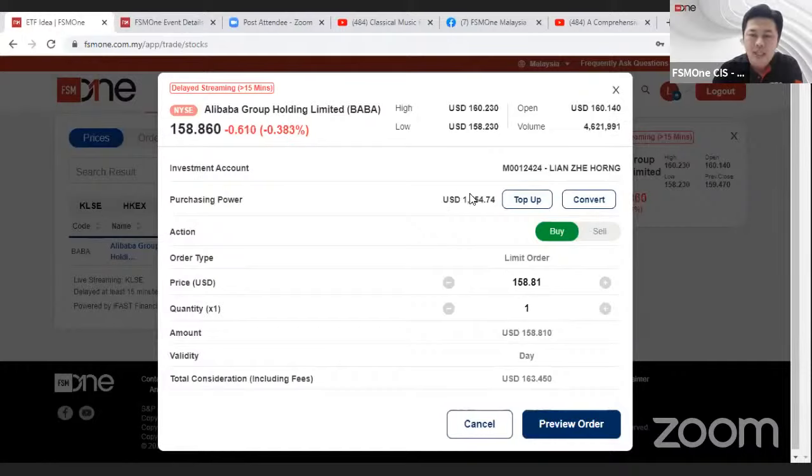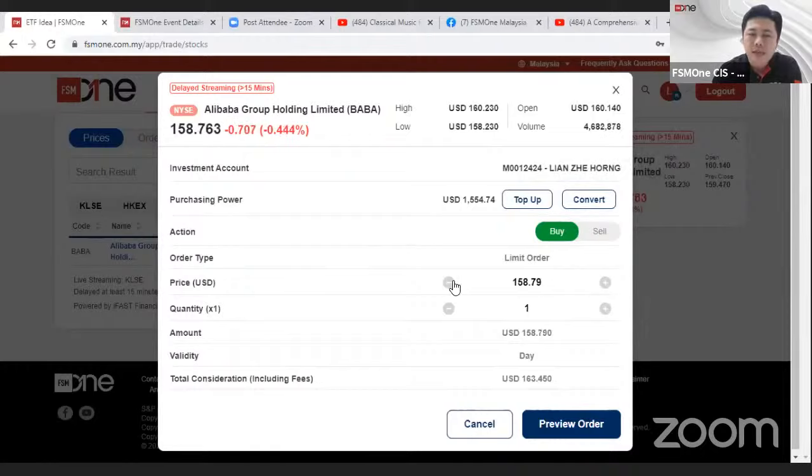If you notice that when you go into this page you do not have sufficient USD, you may perform a top up or conversion in cash account. It will link you to the cash account page that I showed you just now. So we can quickly go through over here.